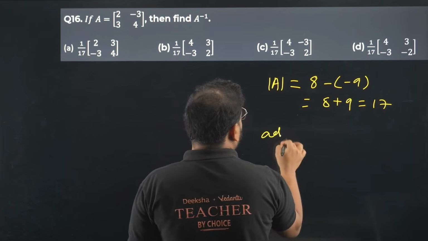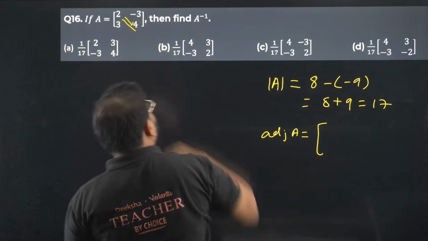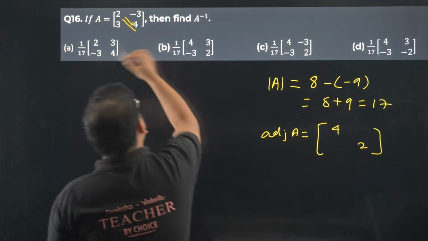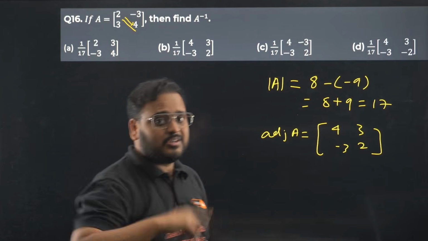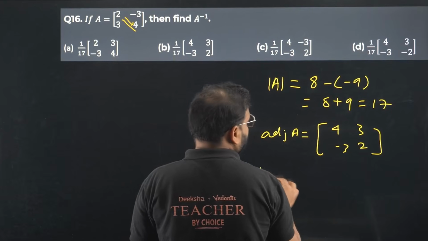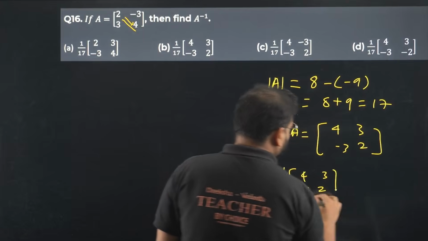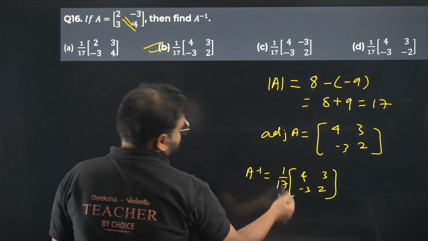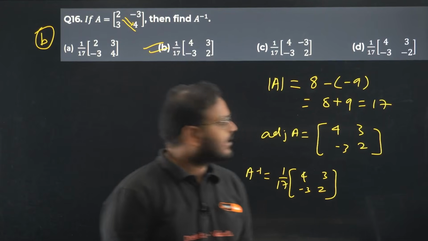How do you find the inverse of this? Very simple. Adjoint of A should be equal to what? Just take 4 over there, 2 over here. Swap the values across the diagonal, so 4 comes here, 2 comes here. Sign change: this will be plus 3 and this will be minus 3. Not values interchange, only sign change. You want the value of inverse, which is 1 by 17 times 4, 3, minus 3, 2. Option B is correct. Please check: 4, 3, minus 3, 2. Option B is correct.